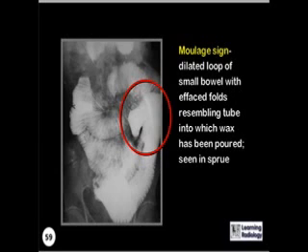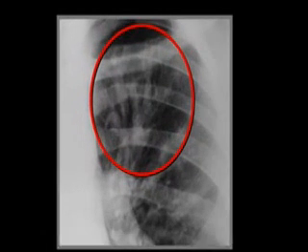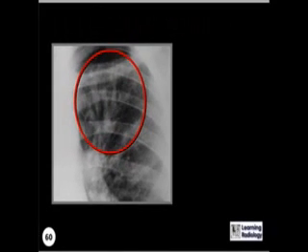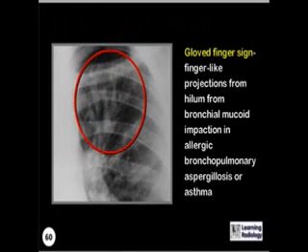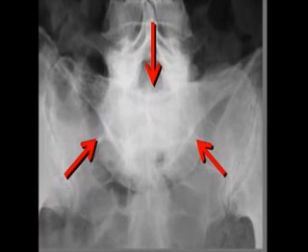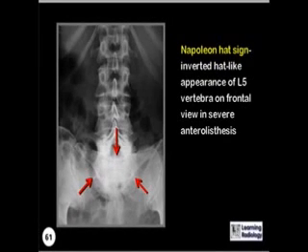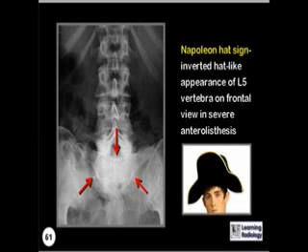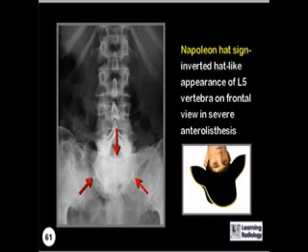It's seen in sprue. What sign is this? This is the gloved finger sign, which is a finger-like projection from the hilum from bronchial mucoid impaction in allergic bronchopulmonary aspergillosis or in asthma. What sign is demonstrated here? This is the Napoleon hat sign, which is the inverted hat-like appearance of L5 on the frontal view in severe anterolisthesis. It resembles an upside-down Napoleon hat.